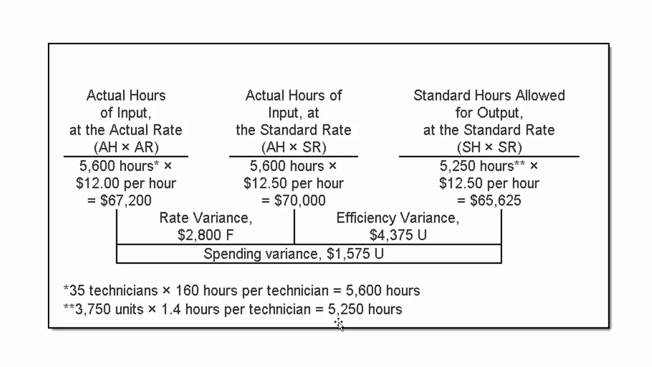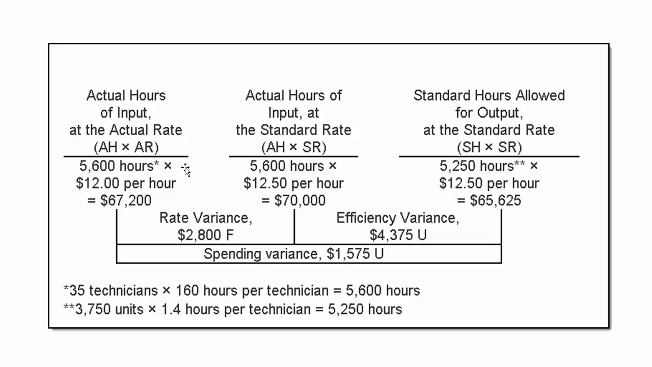All right, now all we have to do is, and sometimes you can use this little technique, you slide the actual hours to the middle and you slide the standard rate to the middle to do the middle column. But if you want to think about it another way, you can think about it as actual hours times the difference in the rates. So 5,600 times the difference between 12 and 12.50 gets you 2,800, and it's favorable because our cost was $12 per hour and the standard called for 12.50.